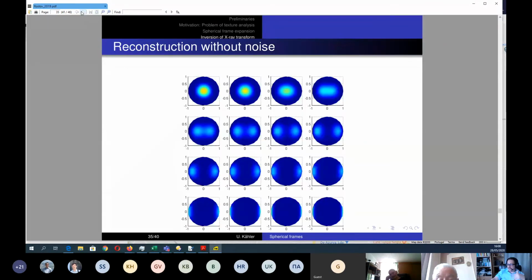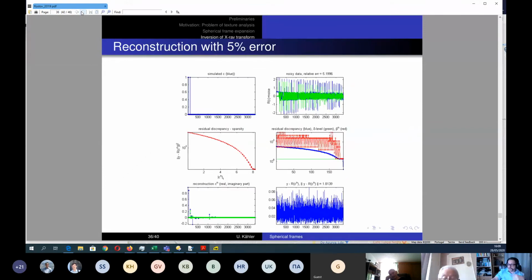And you see the result here. That's without noise, almost perfect. And then the 5% noise, you can actually see he almost has it. And the discrepancy with respect to sparsity when the algorithm runs is here. The rest doesn't actually say so much.